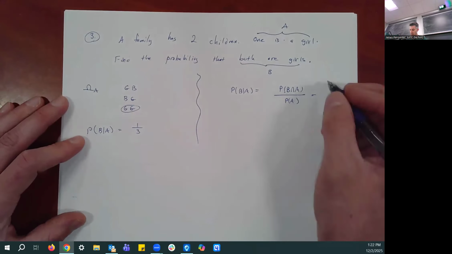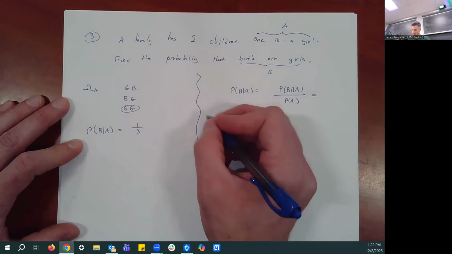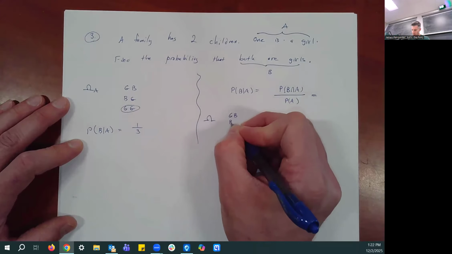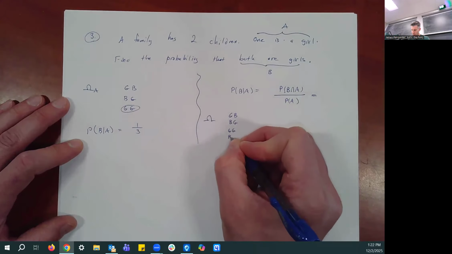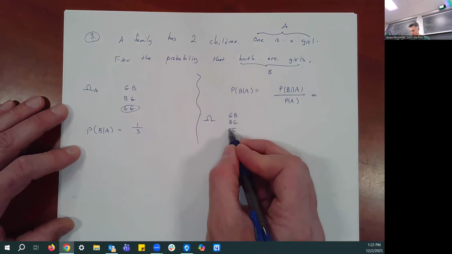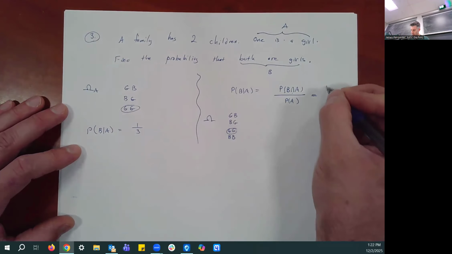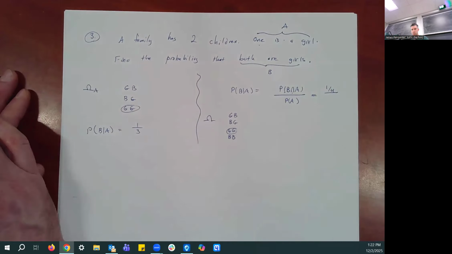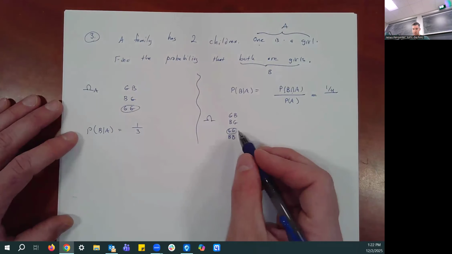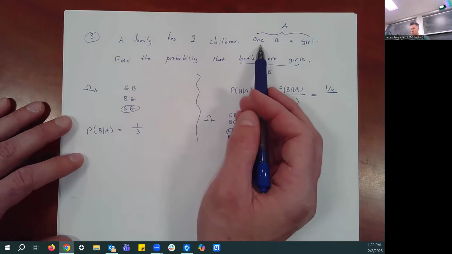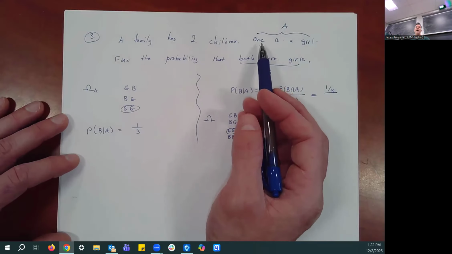So the probability of B intersect A is going to be, well, in the whole sample space, there's four things that can happen: girl-boy, girl-girl, boy-girl, or boy-boy. So the probability of getting two girls is 1 out of 4. The probability of getting one girl, well, that's 3 out of 4. So yeah, it doesn't say exactly one is a girl, right?